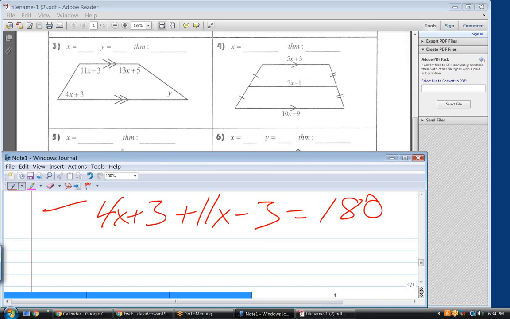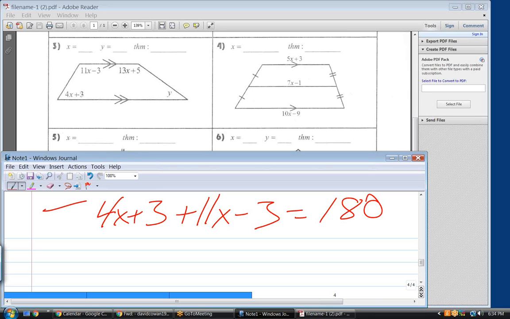Based on the supplementary angles. No, based on adjacent angles of parallel lines theorem. When you have two parallel lines, the theorem says that adjacent angles are supplementary.